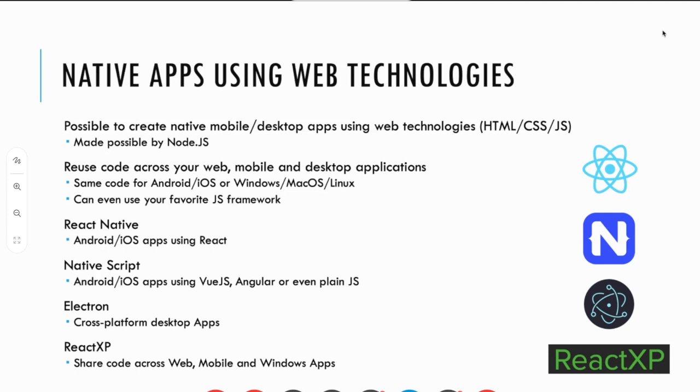So there are different tools that enable you to do this. First one is React Native, which allows you to create Android and iOS apps using React code. Similarly, there's NativeScript, which allows you to create mobile apps using Vue.js, Angular, or even using plain JavaScript. Then there's Electron, which allows you to create cross-platform desktop apps. So React Native and NativeScript allow you to use web technologies to create mobile apps, and Electron allows you to create desktop apps for Linux, macOS, and Windows. And ReactXP combines the features of all of these and allows you to share code across web, mobile, and Windows apps.